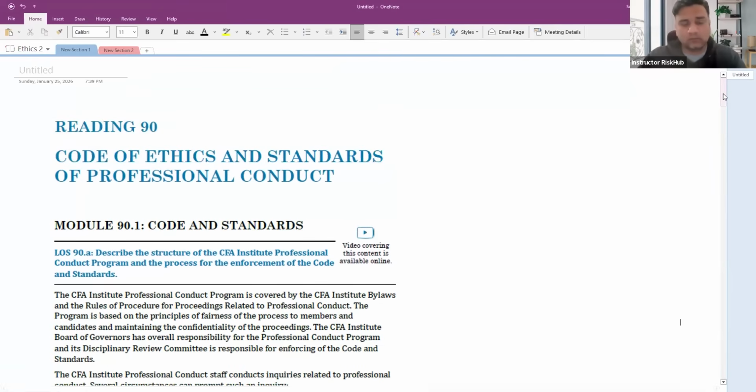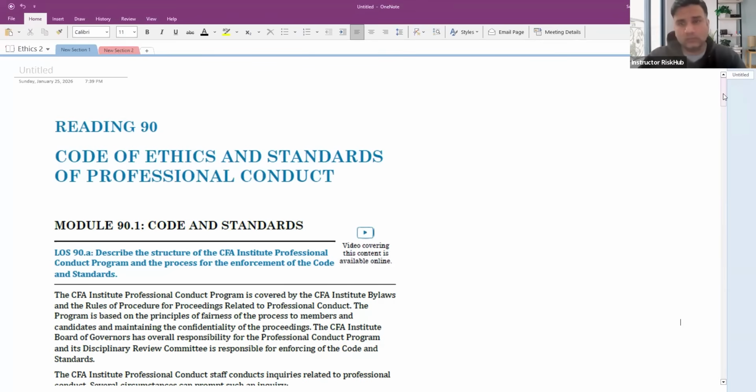Okay, so today we are doing chapter 2 of ethics, which is reading number 90 in weather. We have already completed chapter 1 of ethics, reading number 89, right? Reading number 89 was more about the introduction of ethics. Why do we need ethics in a professional body? What exactly is a professional body? What is a vocation? Right, and other basic stuff.